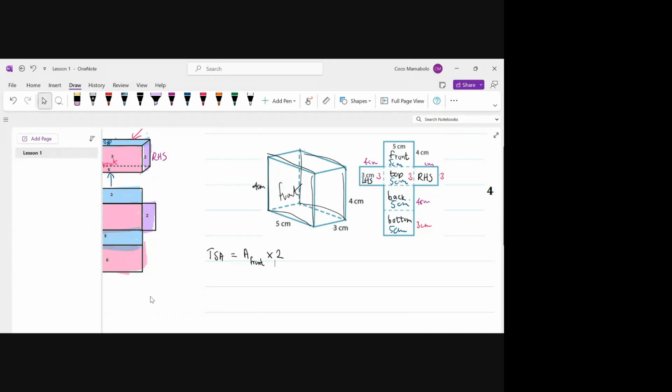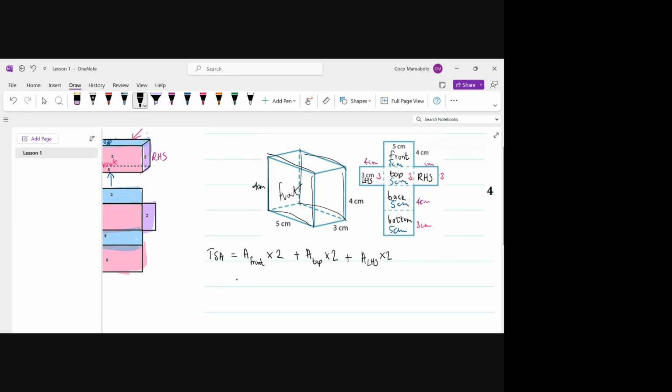I can just do it once, calculate the front and the back, the front times 2, and that covers the front and the back. Same with the top. I know that if I calculate the area of the top, I've also calculated the area of the bottom. So the area of the top times 2 takes care of the top and the bottom, plus the area of the left-hand side times 2 takes care of the left-hand side and the right-hand side. Okay. And then we can calculate using that.